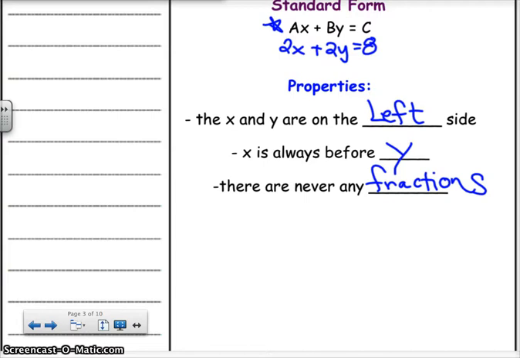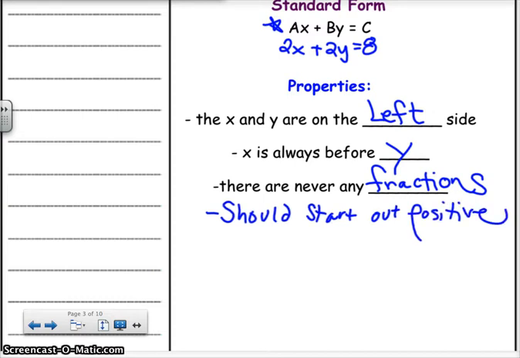There's one other thing. Make another bullet. You always need to start out positive in standard form. Sometimes you got a negative hanging out on the outside first. You need to get rid of it. You always want to start your day out positive, start your equation out positive. So, should always start out positive. You can get negative along the way, but you need to make sure that you make it start positive. Okay, next.